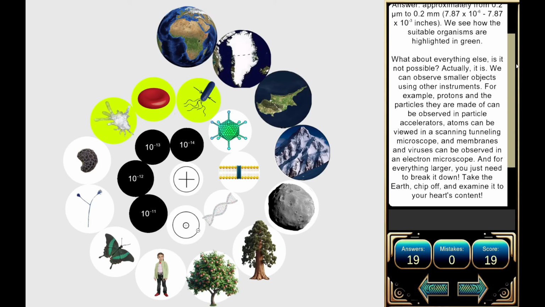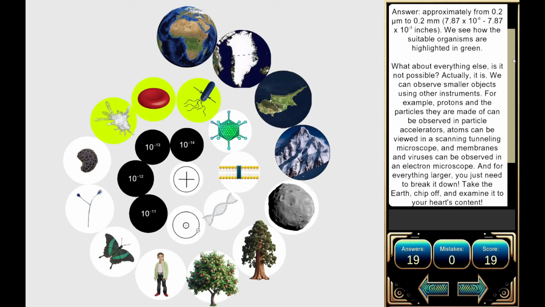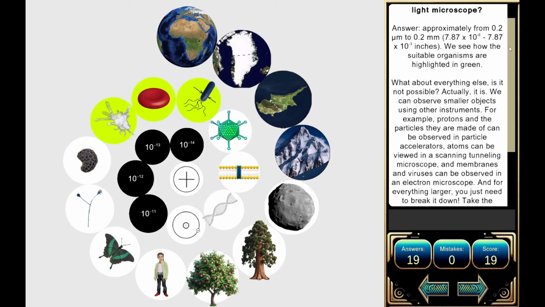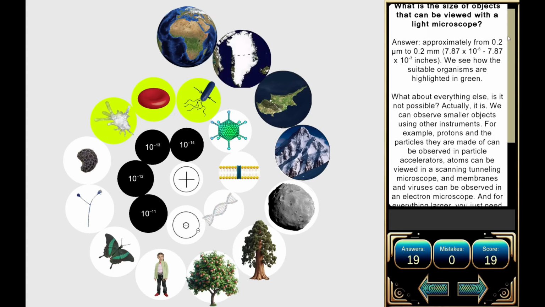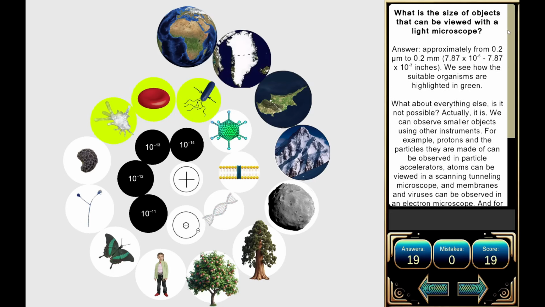For example, protons and the particles they are made of can be observed in particle accelerators. Atoms can be viewed in a scanning tunneling microscope, and membranes and viruses can be observed in an electron microscope. And for everything larger, you just need to break it down. Take the Earth, chip off, and examine it to your heart's content.